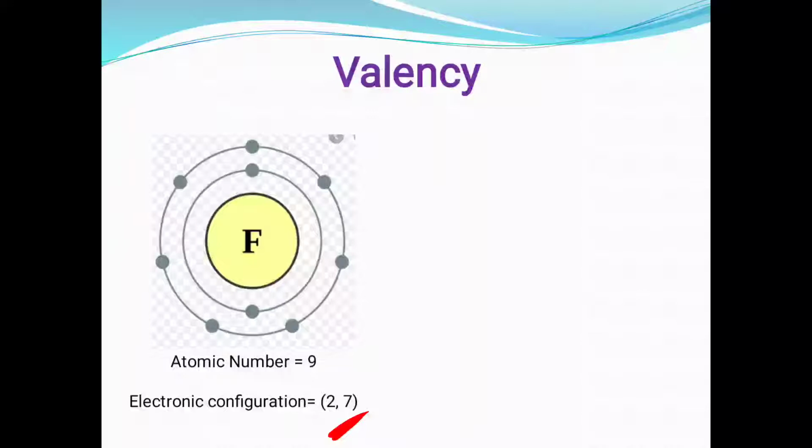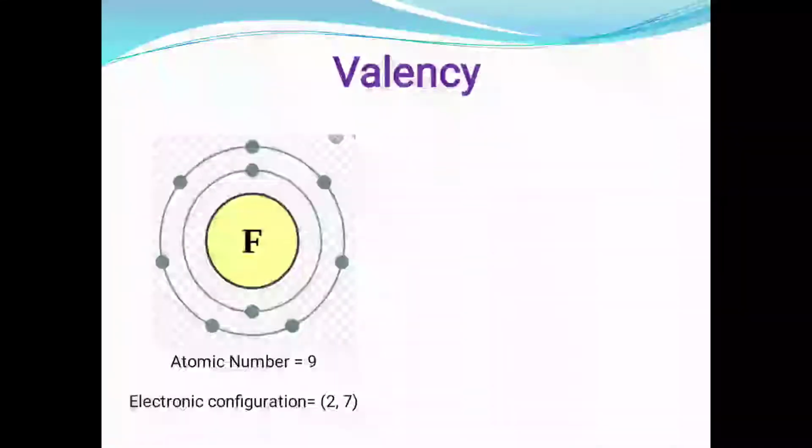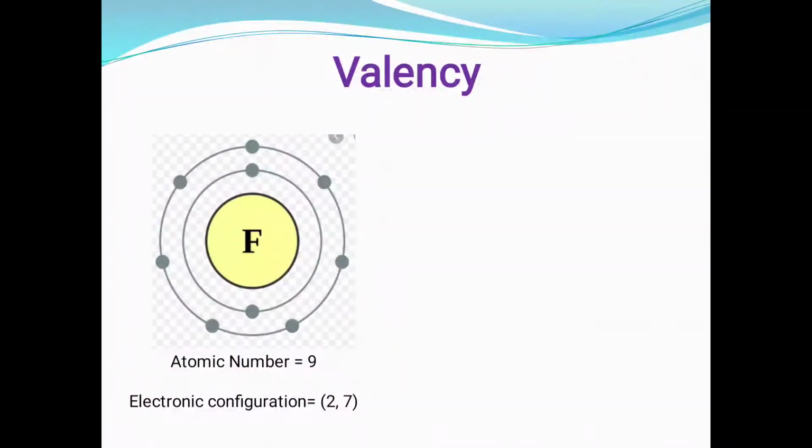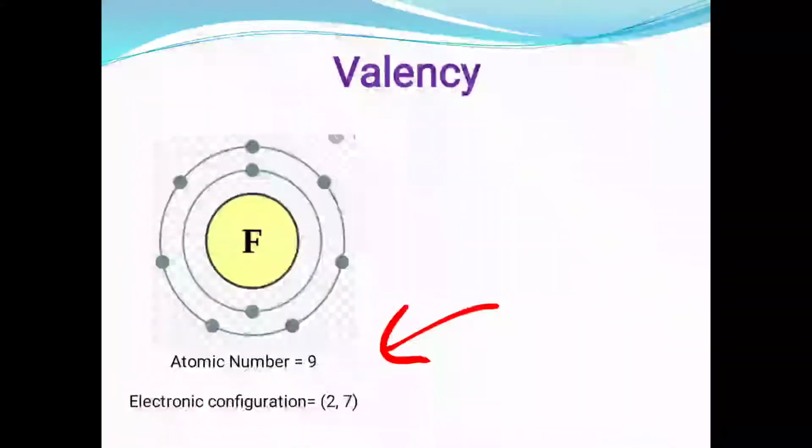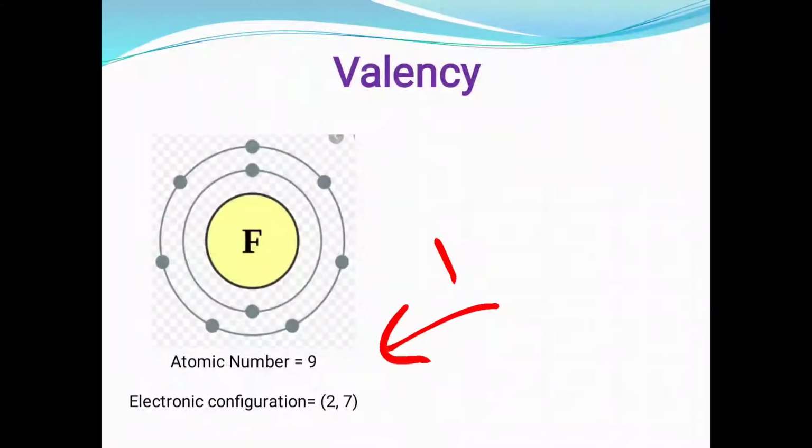Okay, so any element tries to complete its octet, meaning 8 electrons, in its outermost orbit, to get stable. So fluorine here doesn't have 8 electrons in its outermost orbit. So what it will do, it will receive 1 electron from outside to complete its octet. So its valency becomes 1.